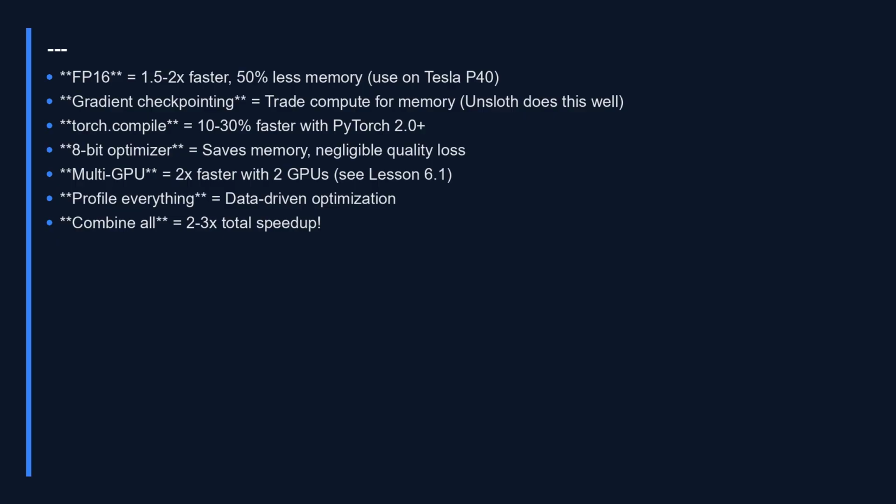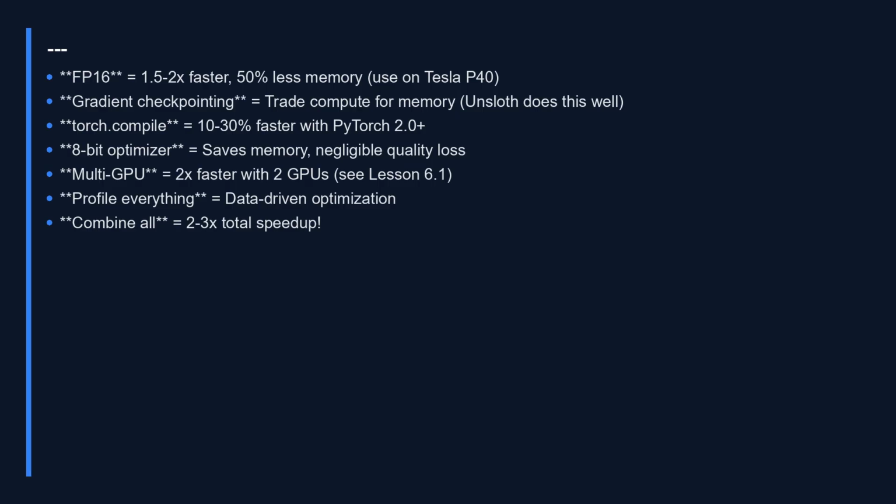FP16 gives you 1.5 to 2x faster training and 50% less memory on your Tesla P40. It's always on. Gradient checkpointing trades recomputation for memory, and Unsloth's implementation is already optimized for the models you're working with. Torch.compile delivers 10 to 30% faster training with no architecture changes. It's a free win on PyTorch 2.0 and above. The 8-bit AdamW optimizer cuts optimizer state memory with negligible impact on final model quality.